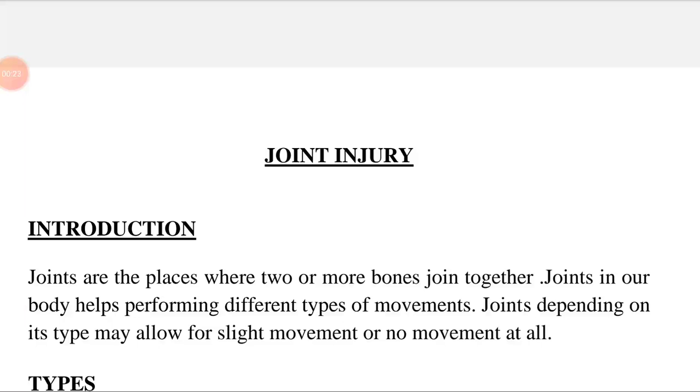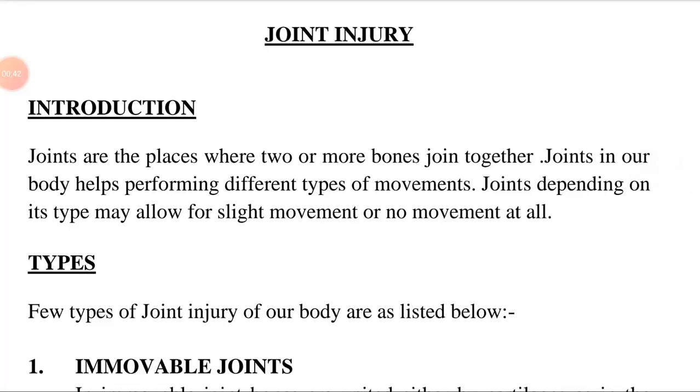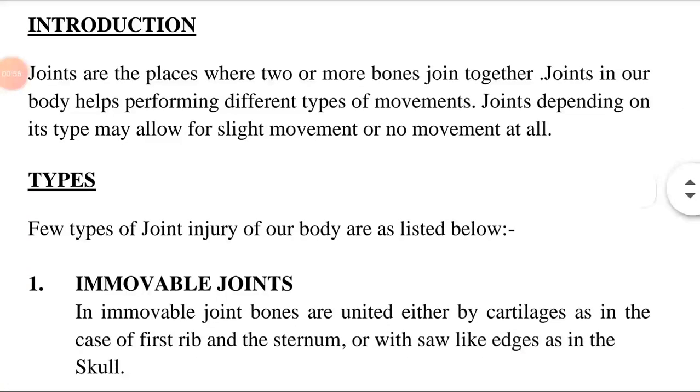Joints are the places where two or more bones join together. Means joints are the areas where two or more bones meet each other. Joints in our body help in performing different types of movements. Means joints execute different kinds of movement. Joints, depending on their type, may allow for slight movement or no movement at all.